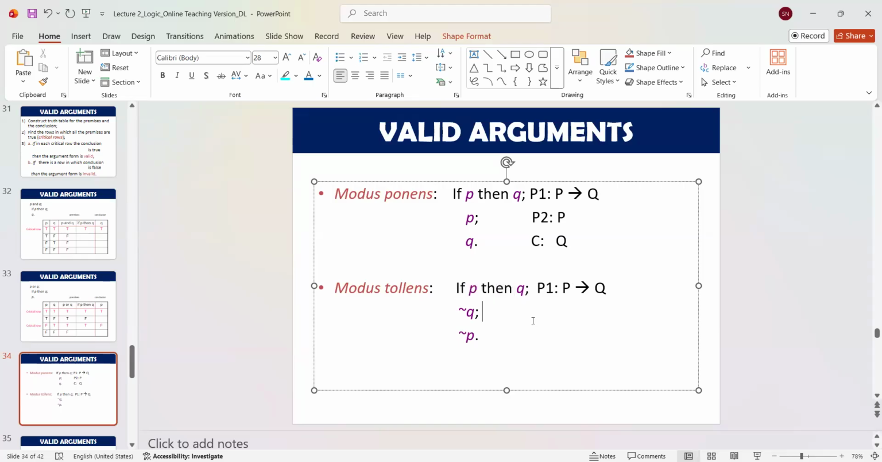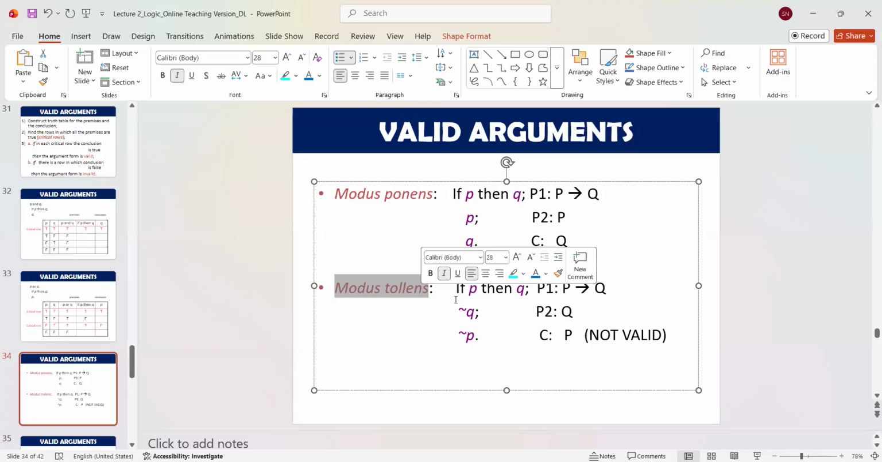But the premise 2, if you remember correctly, my P2 was Q. And then my conclusion was rather P. Now, when we drew the truth table, we realized that our statement was not valid. Why? It was almost similar to modus tollens.